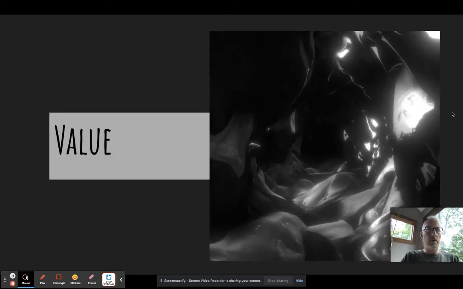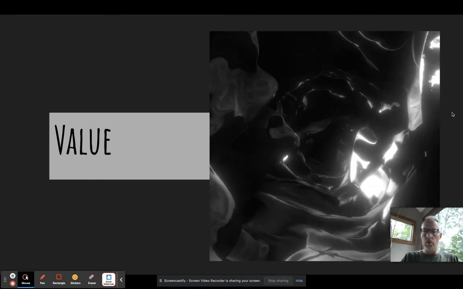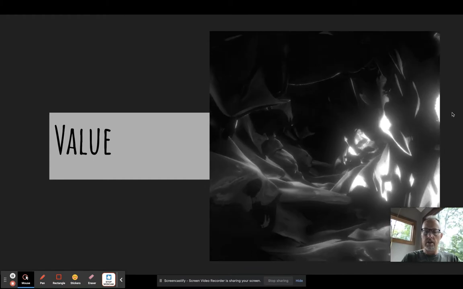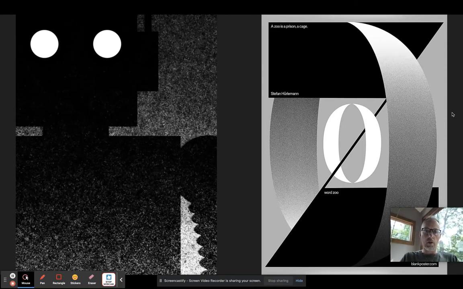Value. Value is the quality of dark to light. So it helps us differentiate things in advertising and graphic design. It can help us to set moods, such as our picture of our robot here. It can help to identify shapes and make things stand out or hide. It allows us to provide emphasis. We can define shapes. We can hide shapes. It has many different uses.